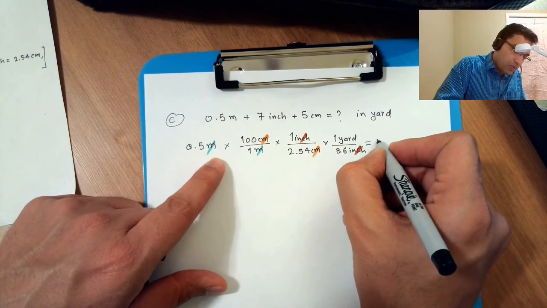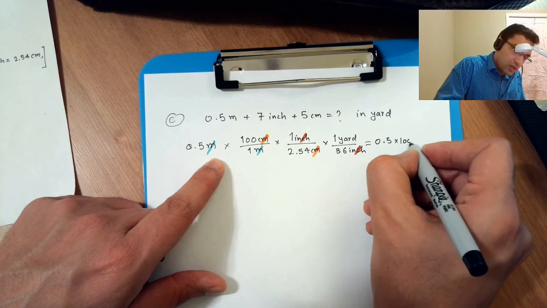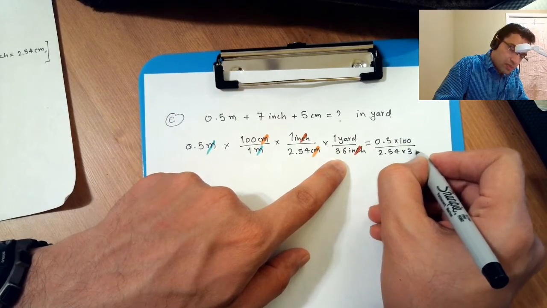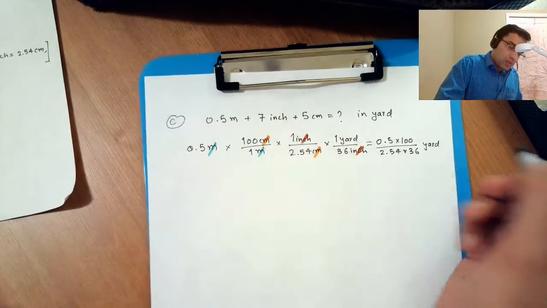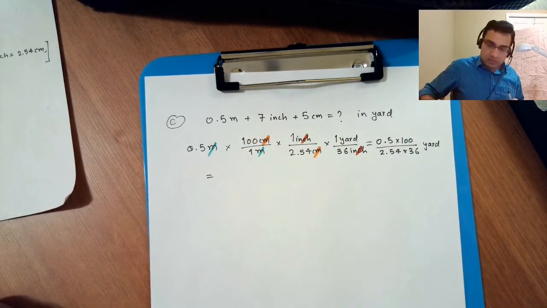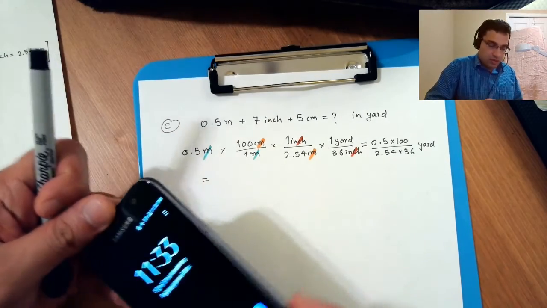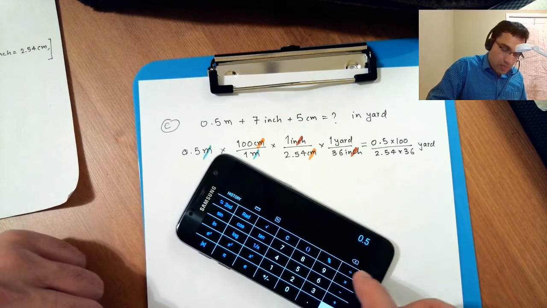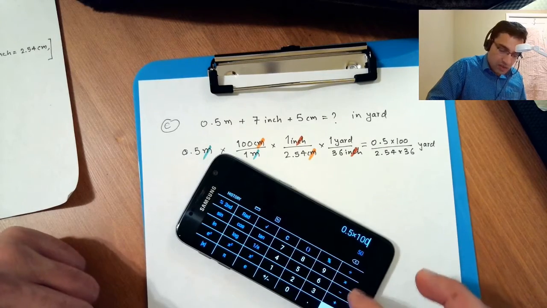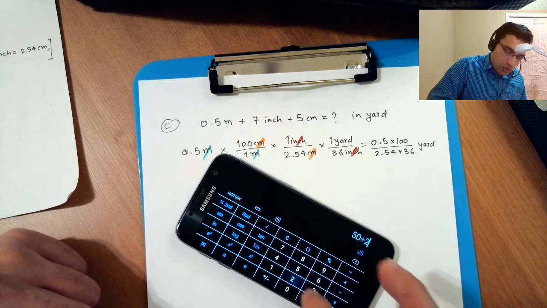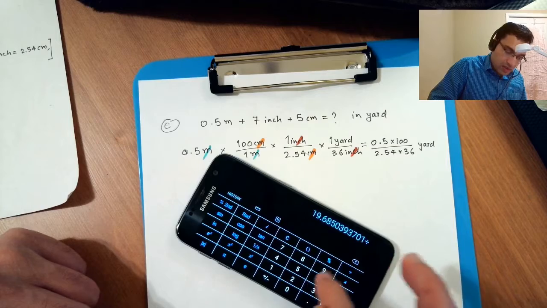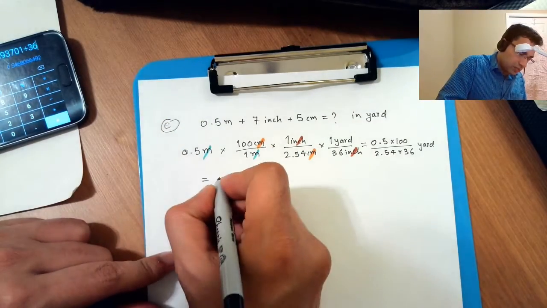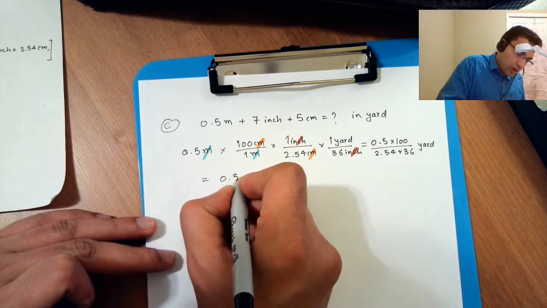So that's 0.5 times 100, divided by 2.54, multiplied by 36, in yard, which is 0.5 multiplied by 100, which is just 50, divided by 2.54 divided by 36. So that's 0.546 yard.